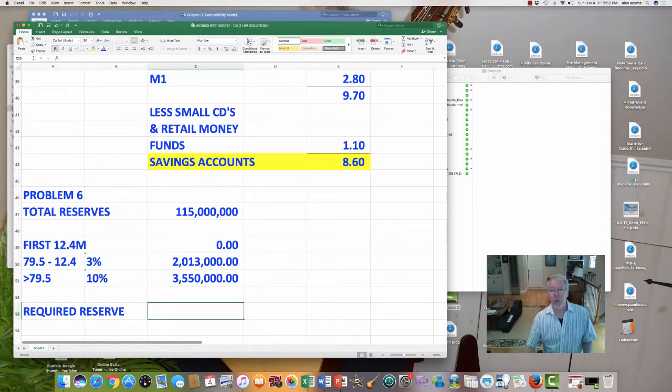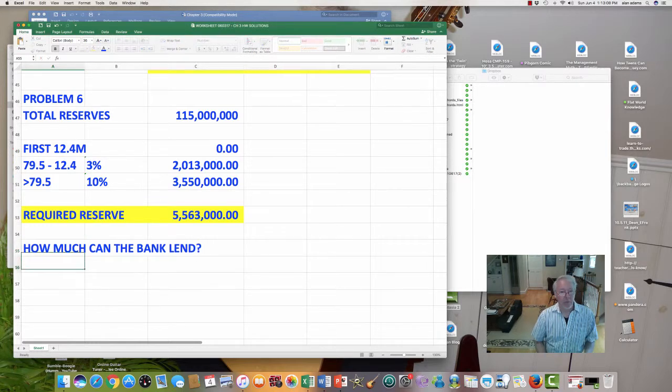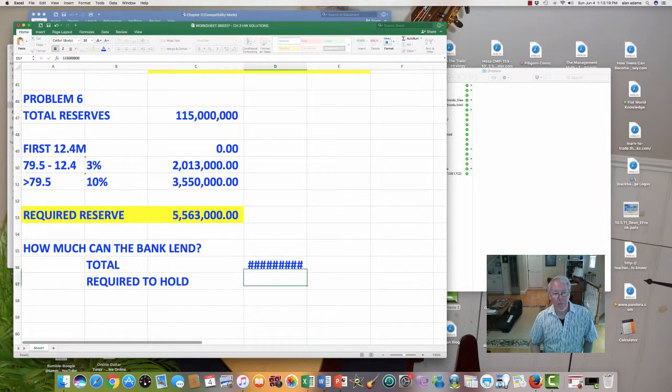So therefore, my required reserve is going to be the sum of those numbers. Just like that. That is my answer. That's what I asked you to find. Now, just for grins, how much can the bank lend? Well, simply put, that's going to be their total reserves minus how much they're required to hold. So they've got 115. They're required to hold that amount right there.